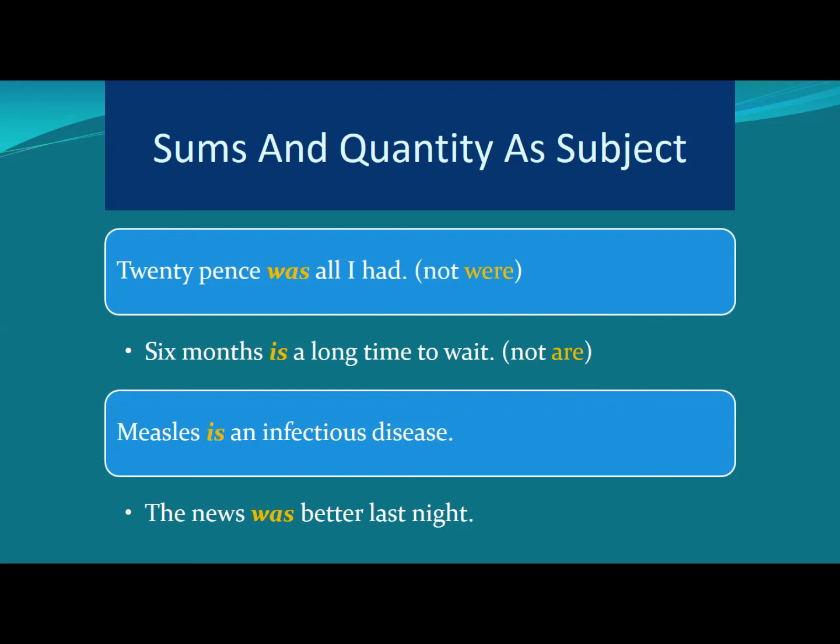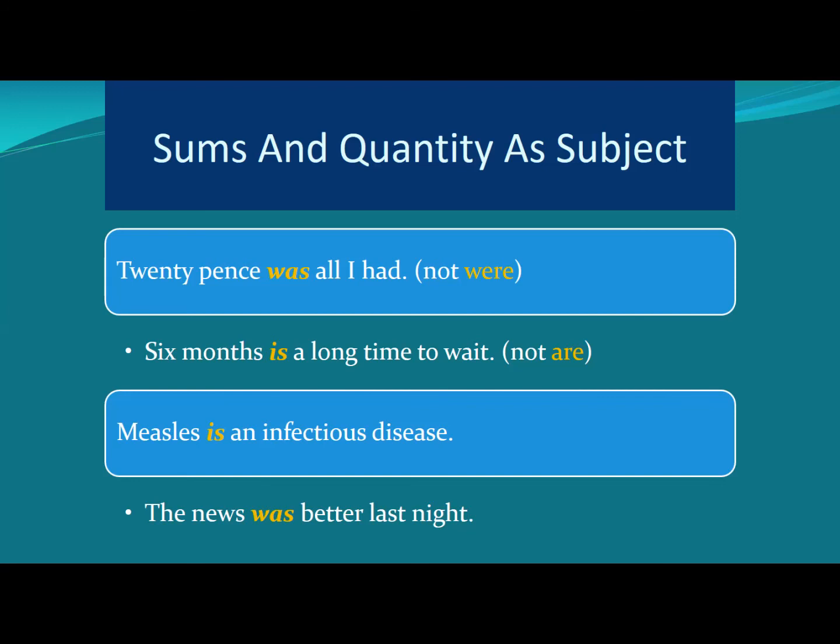Sums and quantity as subject. When we have sums and quantity as a subject, look at the example. Sentence number 1: 20 pence was all I had. Pence is a currency, so here 20 pence is counted as a unit. As it is counted as a unit, we will use the singular form of the helping verb, not the plural, not were but was. 20 pence was all I had.